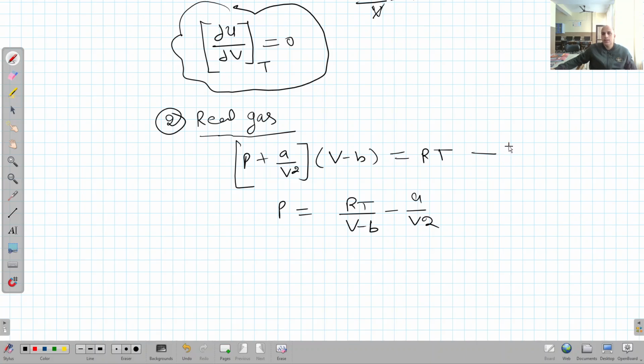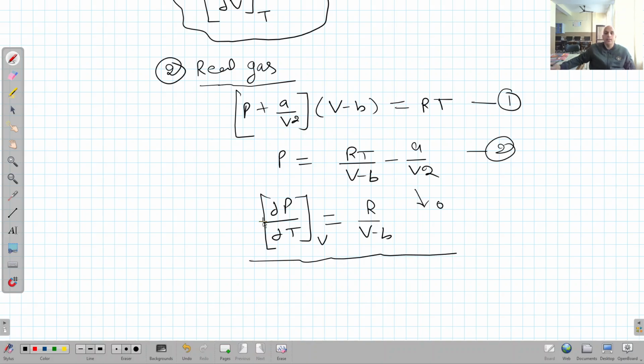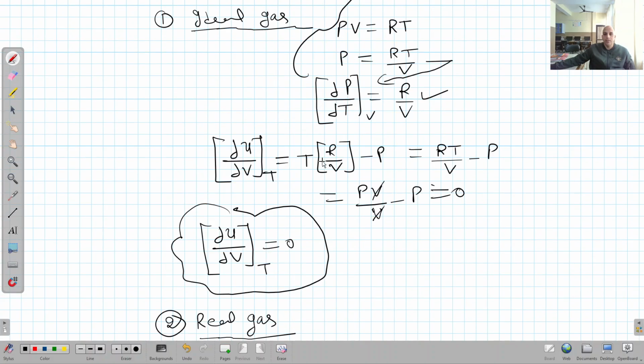It's 1 mole. So in this case, this is equation number 2 for the case of real gas. Again, differentiating this equation with respect to T and keeping volume V constant, (∂P/∂T) at constant volume is equal to R/(V − b). The other term's differentiation will become 0 because it is a constant in this case. Now I'm going to put this value in the first energy equation.